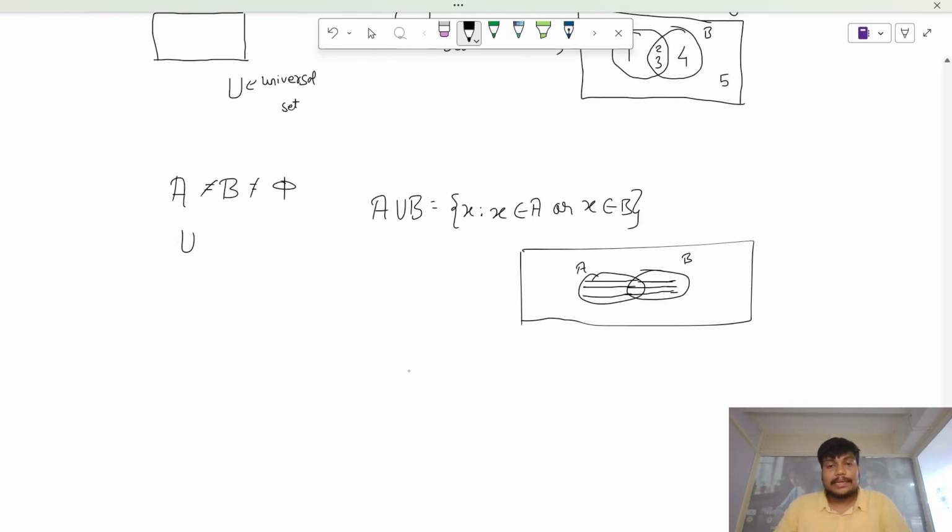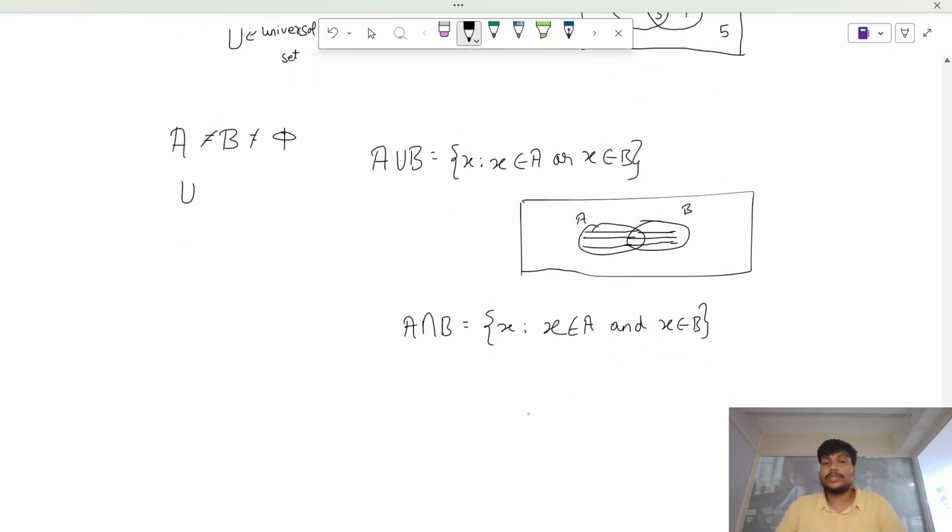If I want to represent A intersection B, what is A intersection B? X such that X belongs to A and X belongs to B. That means the common elements between these two sets. So now if I see here in the Venn diagram, what is the common region between A and B? This much. So this is A intersection B.